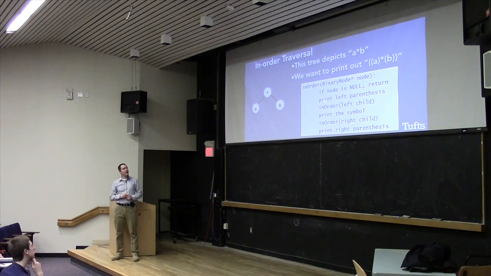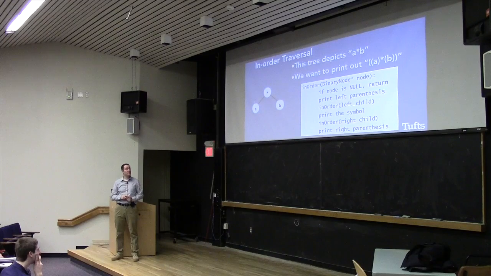Otherwise, print a left parenthesis, then start this function over with the left child, then print the symbol that you happen to be at in whatever function you're at. So if I called binary node on the star, it would print a left parenthesis, do this one, whatever this does. This might print other stuff.